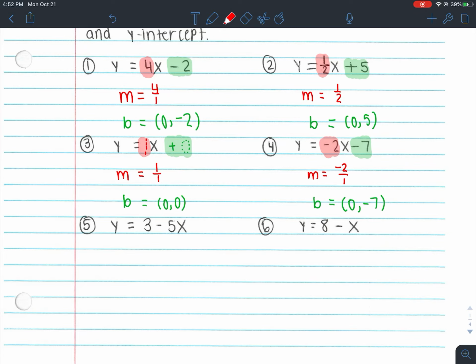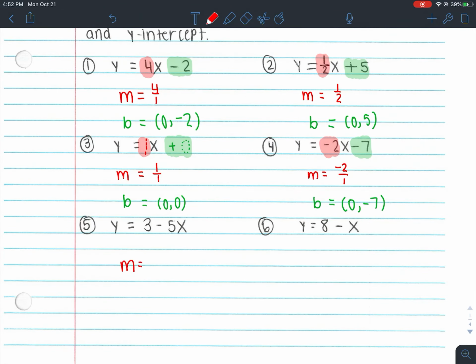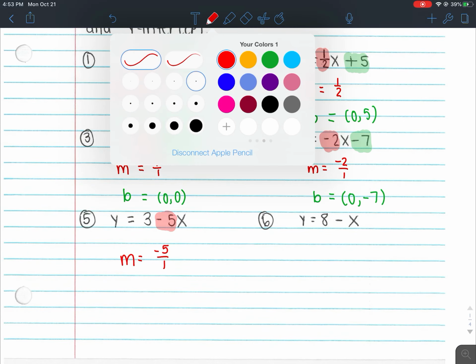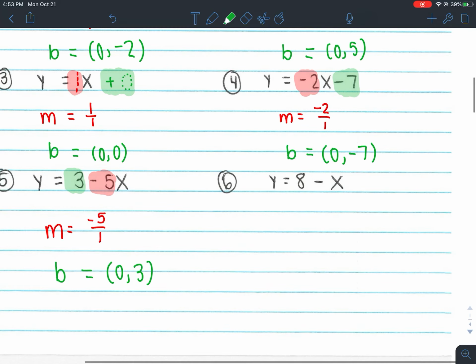Then number 5, what's our slope here? If you said 3, you got tricked because remember, slope is attached to the x. So our slope in number 5 would really be -5 over 1. They tricked you by rearranging it because really mx plus b is the same thing as b plus mx. It doesn't matter the order, so you have to make sure that you're not tricked by the way it's written. And then our y-intercept would be (0, 3).